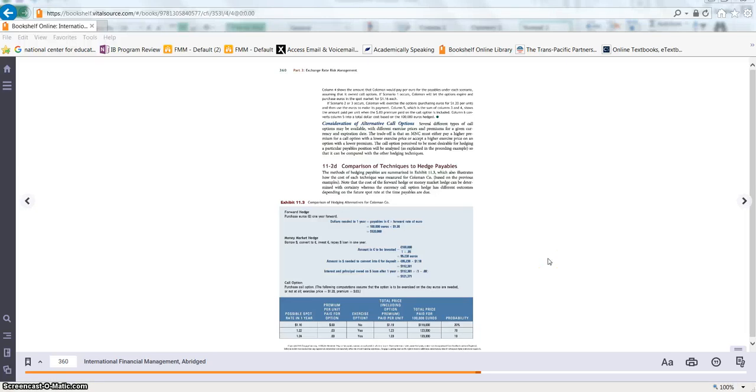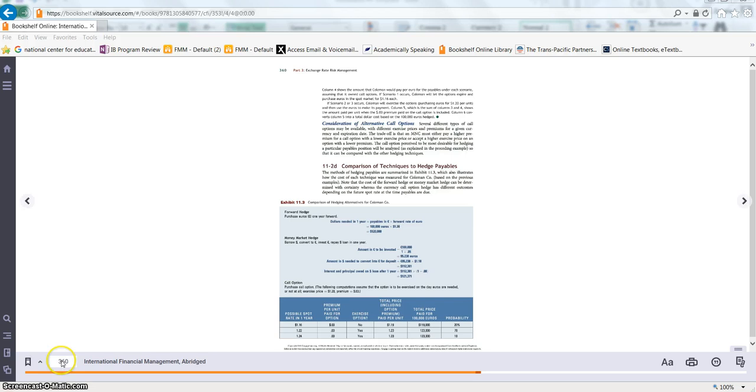Hello, this is just a short overview of how to complete Module 4 homework, which is the comparison of hedging techniques that any given company can use to protect themselves from currency fluctuations. What you have to start with is please start with reading Exhibit 11-3, the entire problem, which of course you will be using as a base.